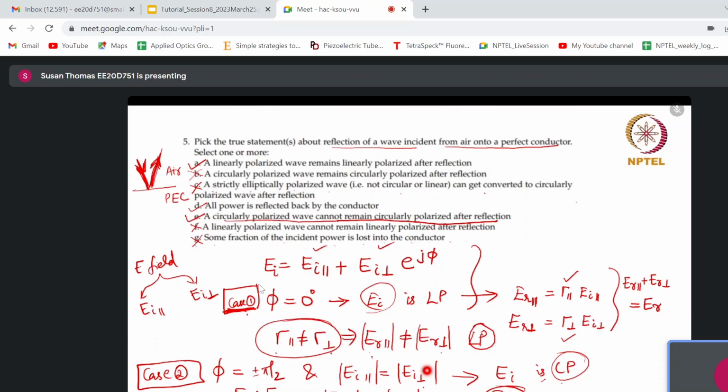Okay. So if you see the power, all the power is being reflected back by the conductor, and even if the evanescent fields exist, that happens on the surface of this interface.